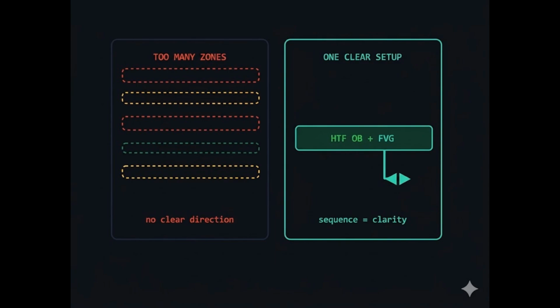You have all the pieces. You know what an order block is. You know what an FVG is. You know the 3 confirmation candles.